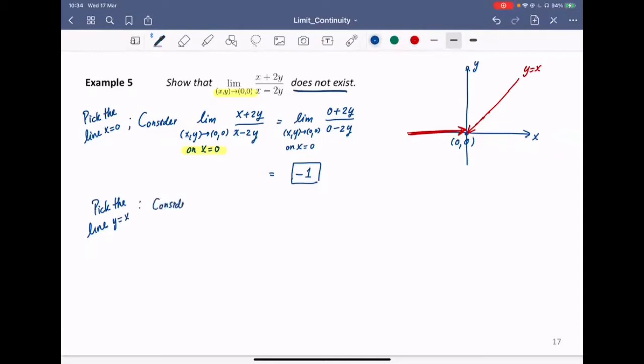What I'm going to have is, consider the limit of (x + 2y) over (x - 2y) as (x, y) goes to (0, 0), but this time on y equal to x. If I pick y equal to x here, that means I can replace x and y by, I replace x by y or replace y by x. So I'm going to get the limit of, let's say, (y + 2y) over (y - 2y). Okay, good.